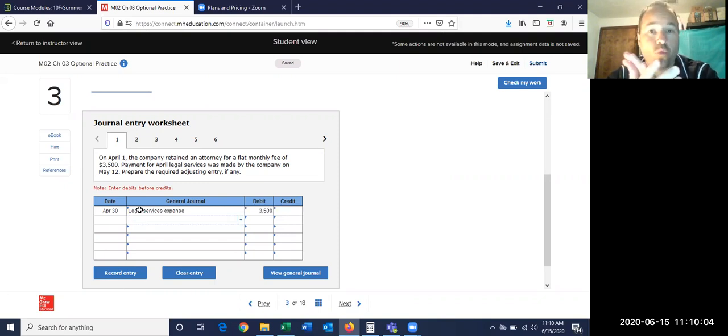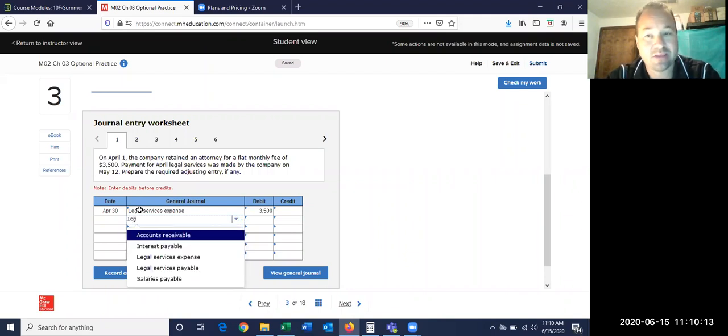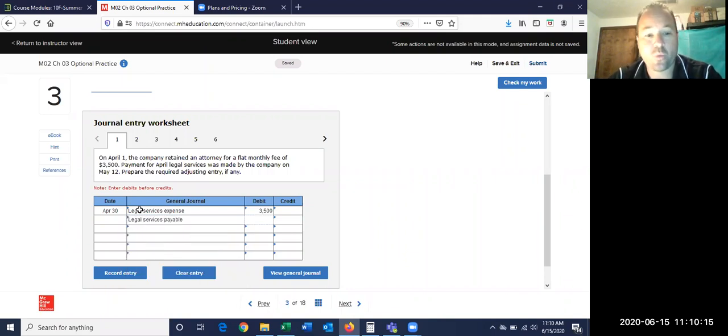And then our credit, why did we get the benefit of legal services? Usually it's because we pay for legal services, but we didn't yet. We're not paying until next month. So that becomes a liability. We owe $3,500 of legal services.